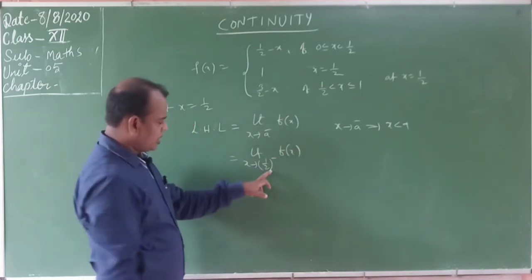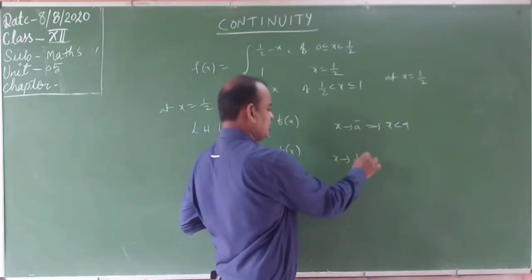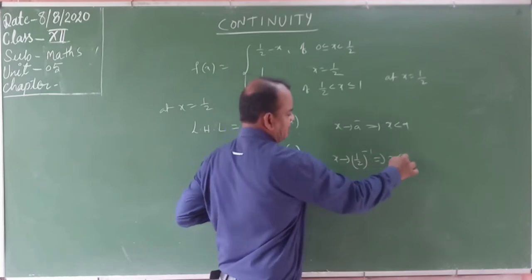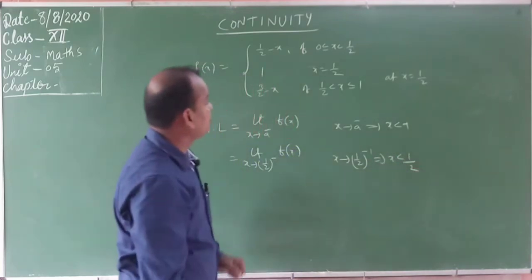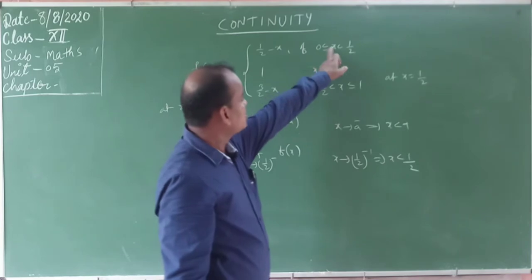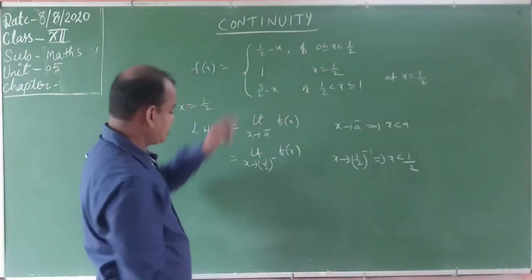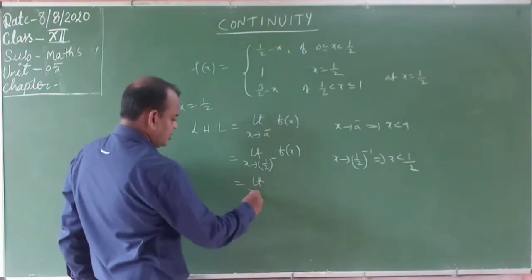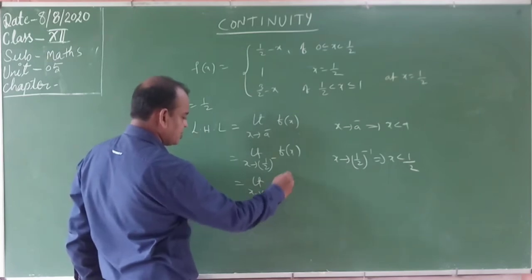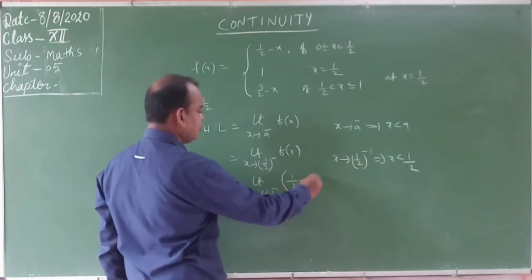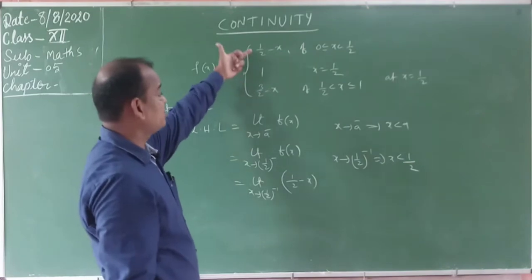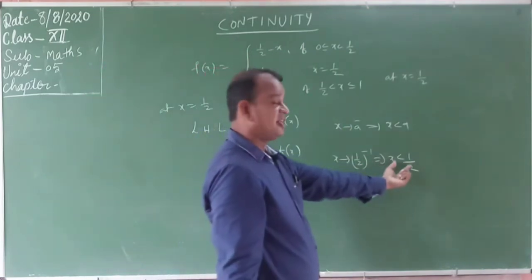X tends to 1 by 2 minus means x is less than 1 by 2, compulsory. Where is the function for x less than 1 by 2? This one. What is the function? 1 by 2 minus x. Which function will we consider, this one or this one? This one. Why this one? Because here the statement is x less than 1 by 2.